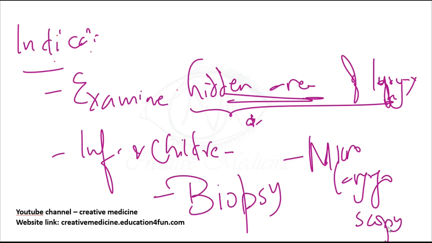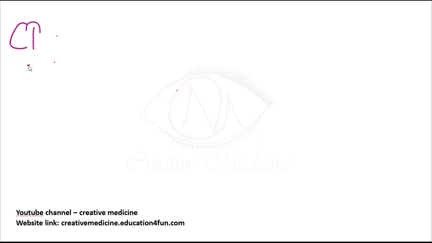So what are the indications? Direct laryngoscopy is used to examine the hidden areas of larynx. It is used in infants and children, and it is also used to take a biopsy and to perform microlaryngoscopic surgery. Then what about the contraindications?